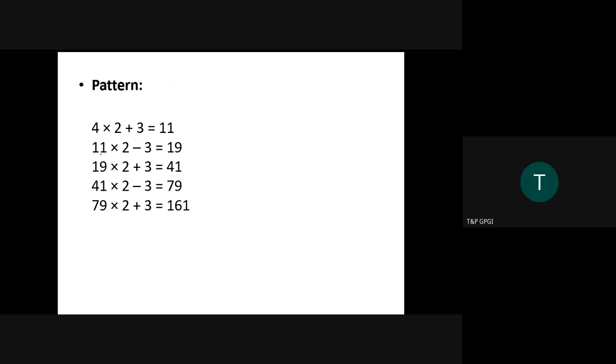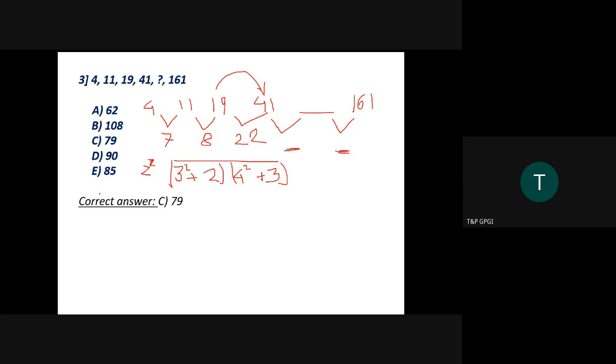Then for the second term, 11, this 2 is constant, this 2 remains constant, and this number becomes plus, minus, plus, minus, plus. So likewise we get the answer. 11 into 2 is 22 minus 3 is 19, then 19 into 2 plus 3, so plus 3 first, then minus 3. Alternately the signs were changed here, but 2 was kept constant. To understand this pattern you have to practice more questions. Okay, otherwise, at the start you can try like this, maybe sometimes this can also work. So the answer is C, 79 over here.